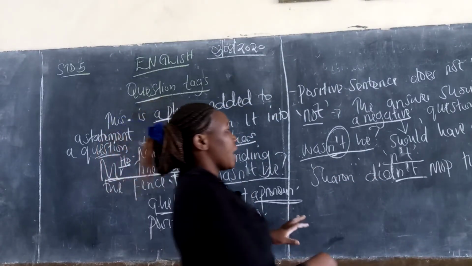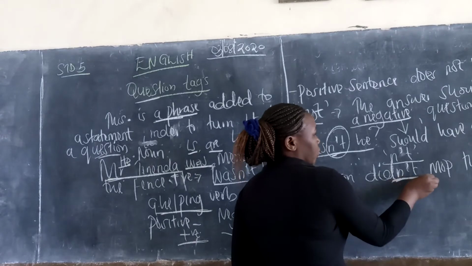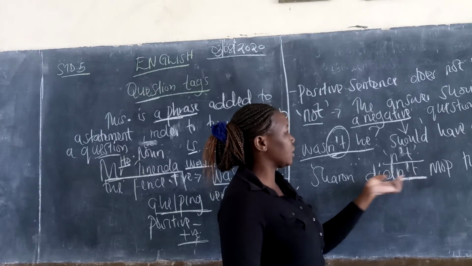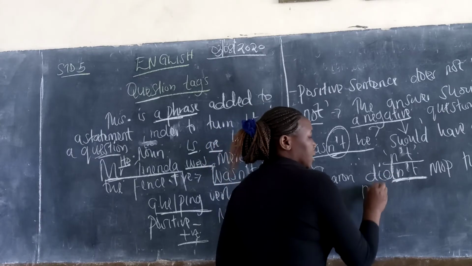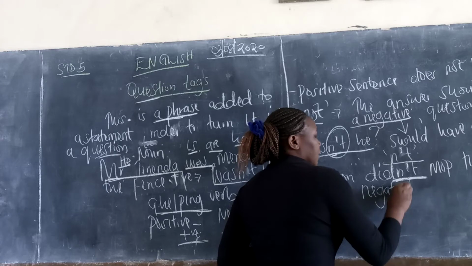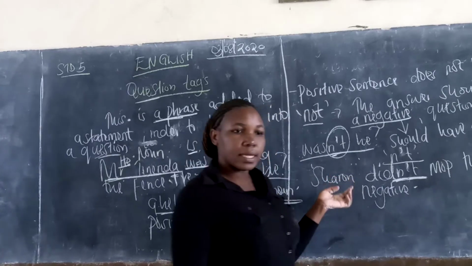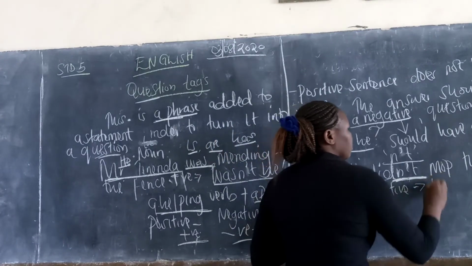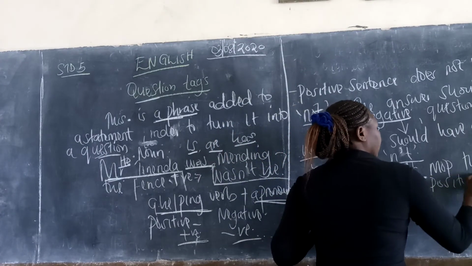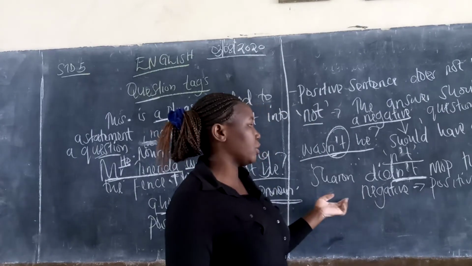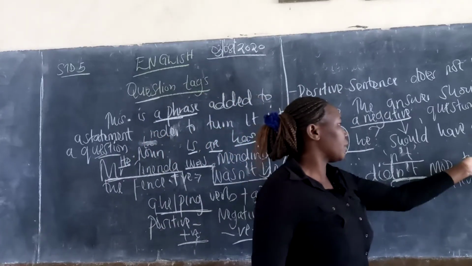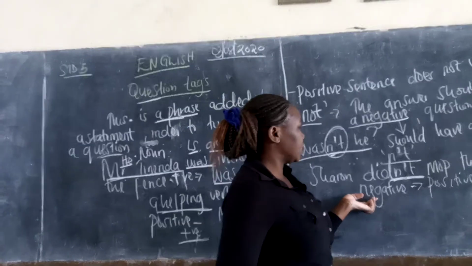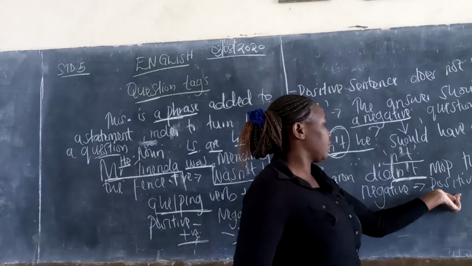Here we have the short form of not, and this short form of not means that our sentence is negative. So our answer should be positive. Sharon didn't mop the floor. Our statement is negative. We want a positive answer.